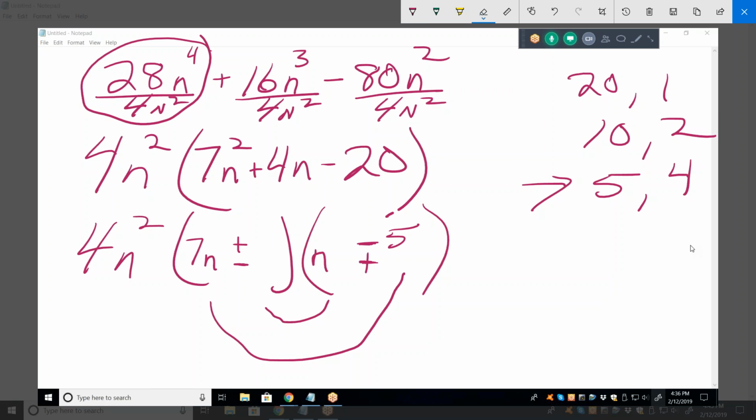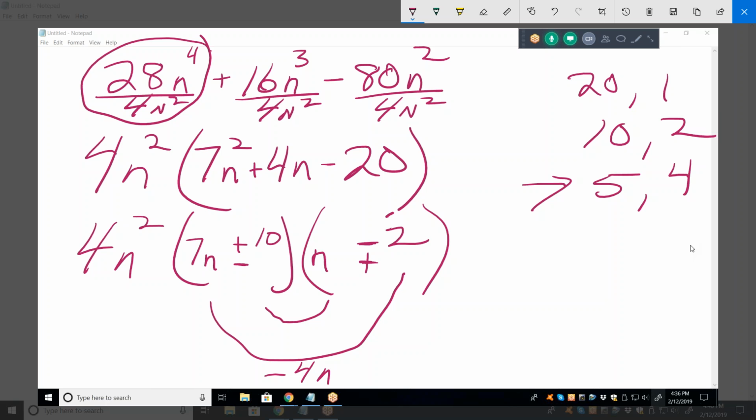What's the next two we're going to try? 10 and 2. Okay, arbitrarily, we're going to try 10 here, 2 there. What's that give you in the middle? That would give us 10 and then negative 14, which is negative 4n. Right number, wrong sign. Well, that's easy to fix. What do we have to do? Just switch the signs.